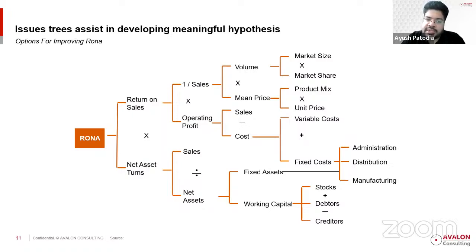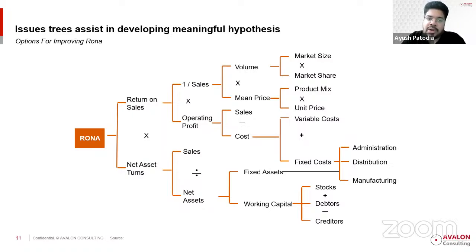What is return on sales? It's operating profit by sales. Operating profit is your sales minus cost. Your cost price is an addition of your fixed cost and your variable cost. You can break down your fixed cost into the different aspects of it, which is administration cost, distribution cost, manufacturing cost. Not an exhaustive list, but just from an illustrative example perspective.